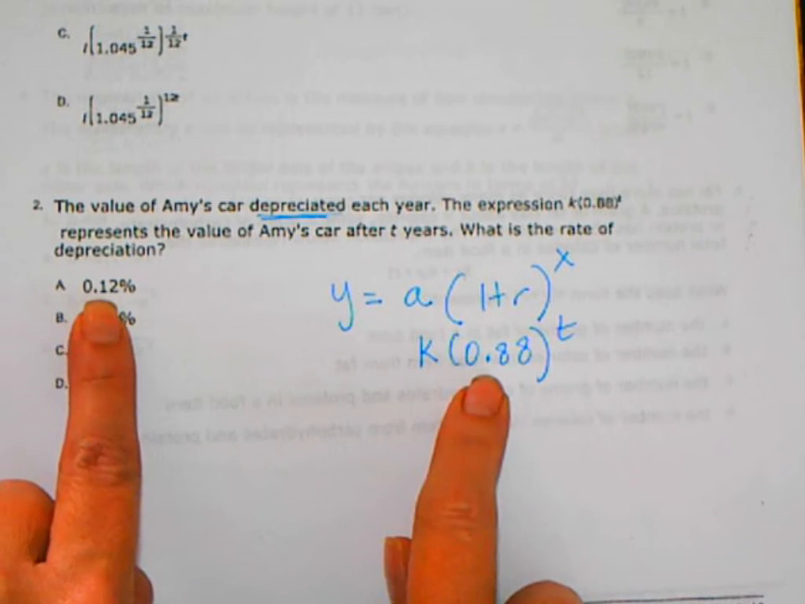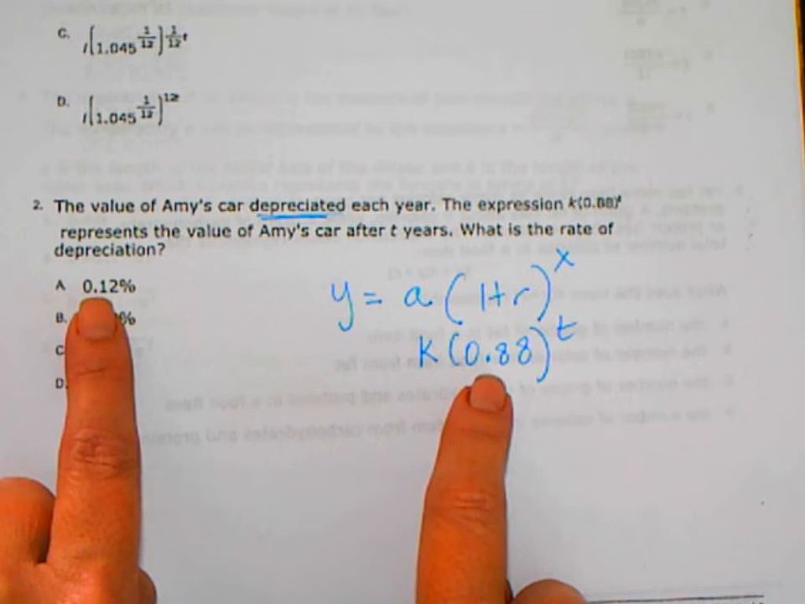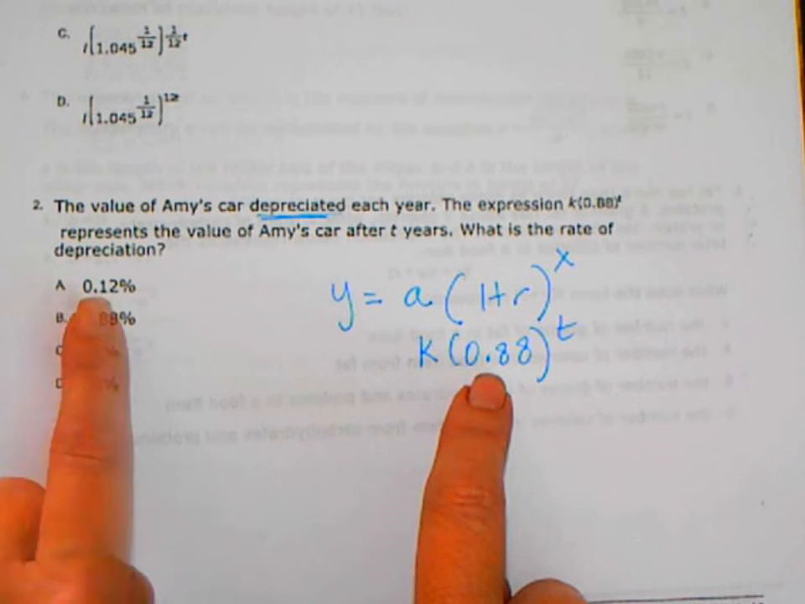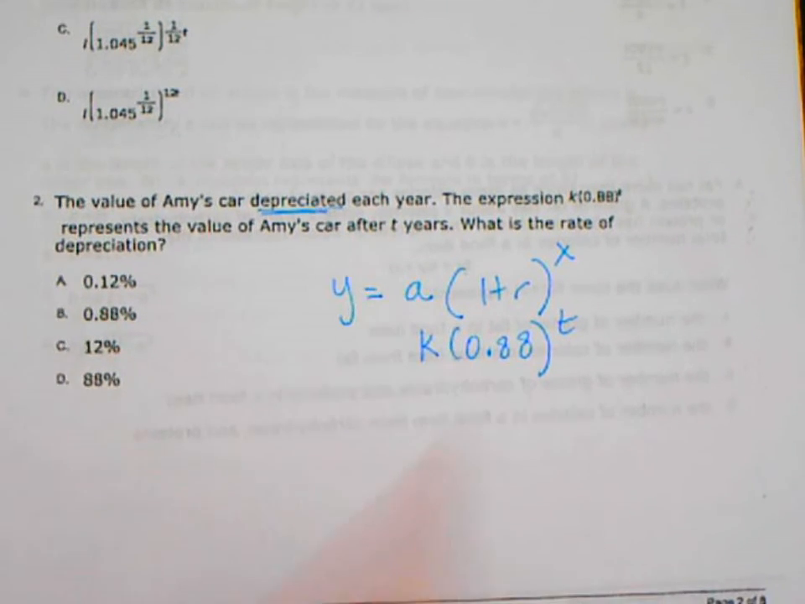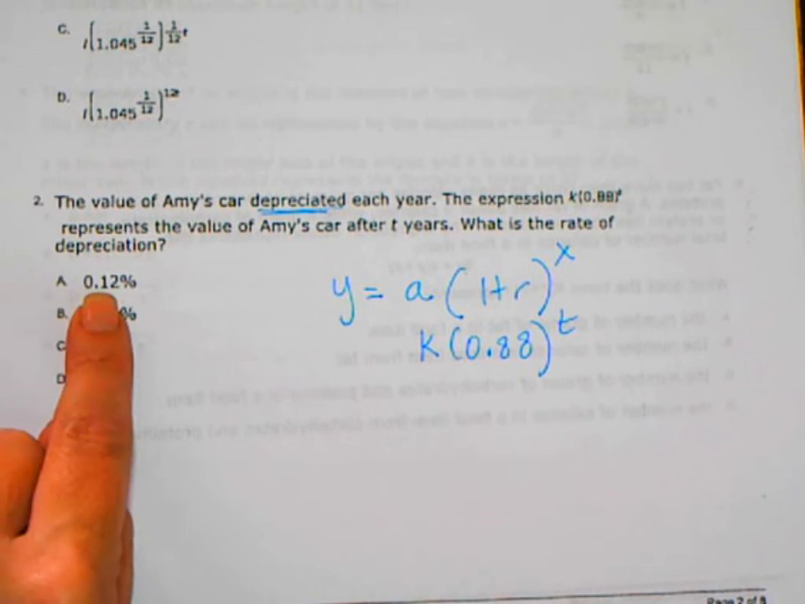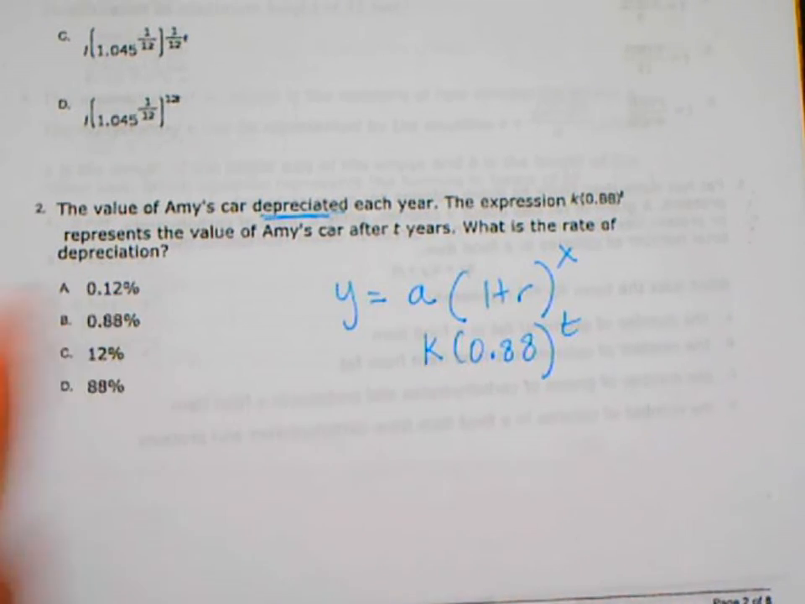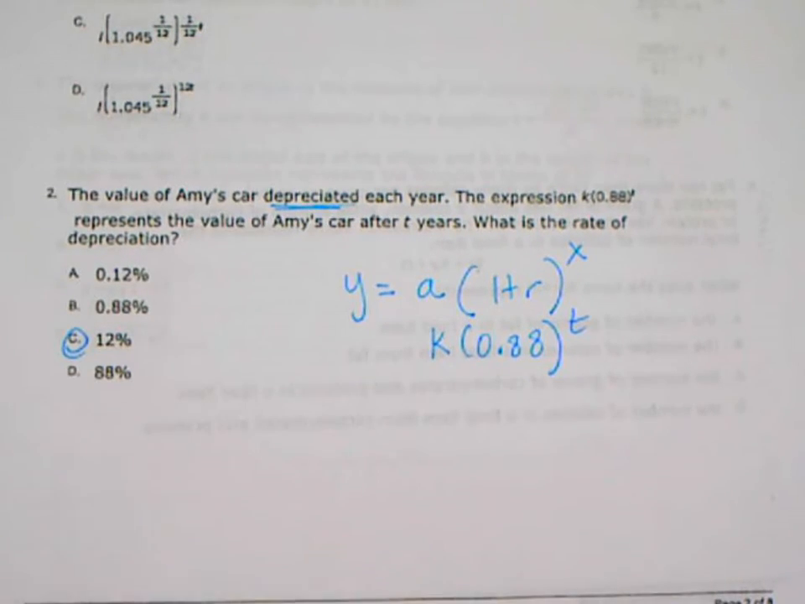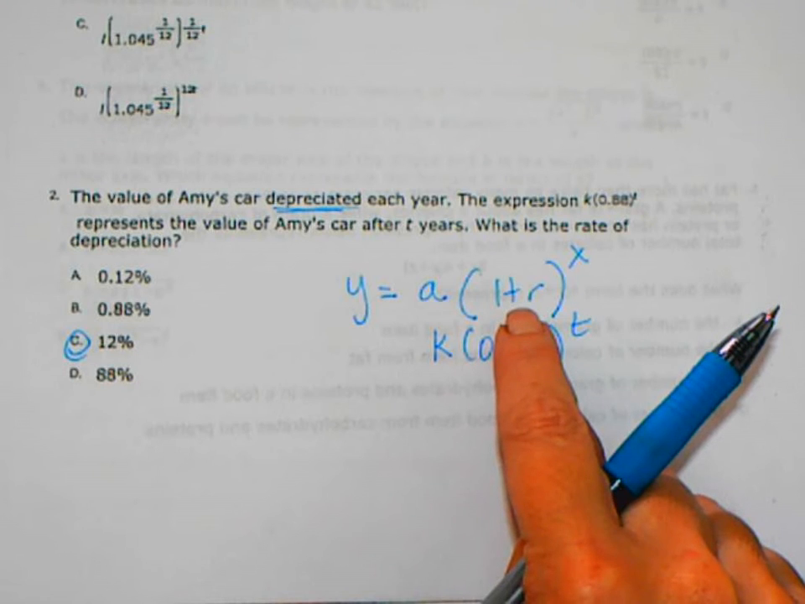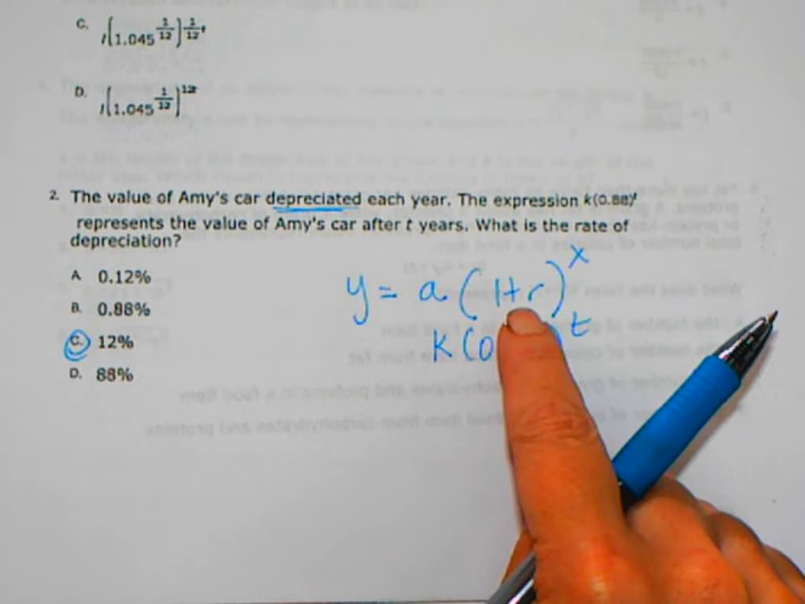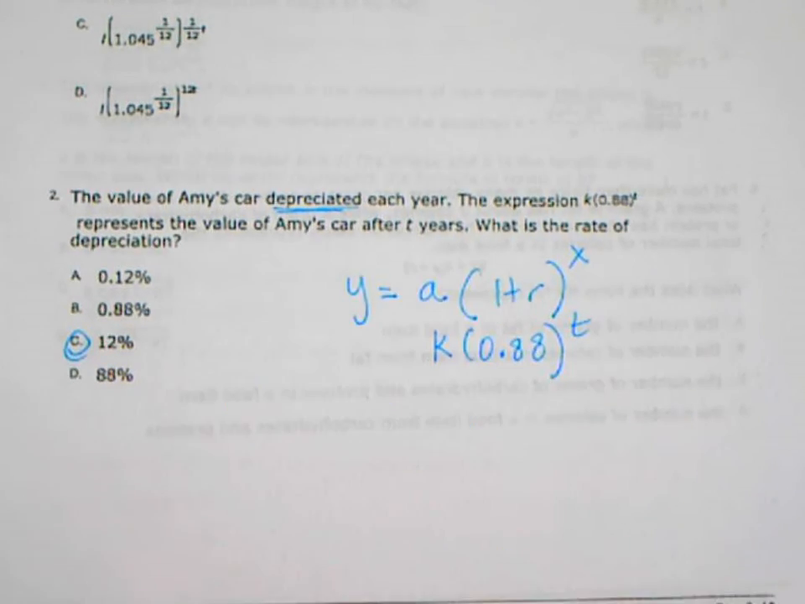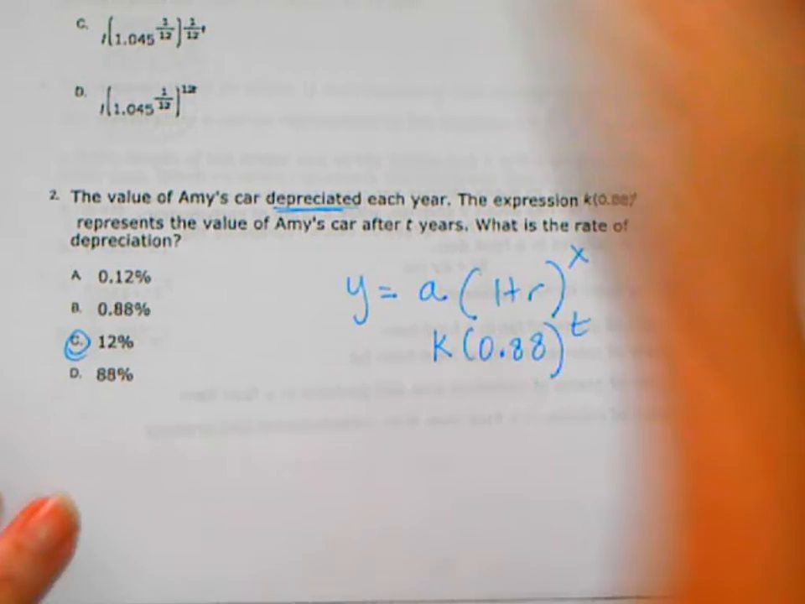Now A is 0.12%. Is that correct, or is C correct? C, it went down 12%. If that was just 0.12, okay, but 0.12%, not okay. So it'd be C. Coolio? If this was 1.12, we would know it would have appreciated 12%, not depreciated. Number 3.